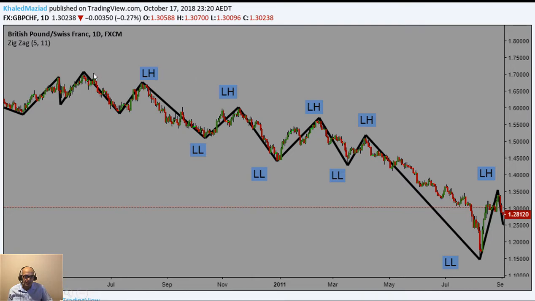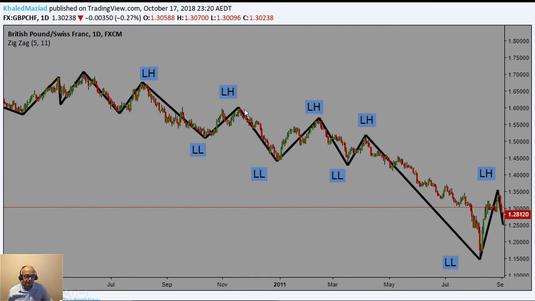So it's lower than the previous high. So that's why we are talking about this lower high. And this is a lower low in relation to this low, so it's lower than the previous low. So whenever we say a higher high or higher low, we are talking about the previous high or previous low. So we are talking in relation to the previous high or previous low.